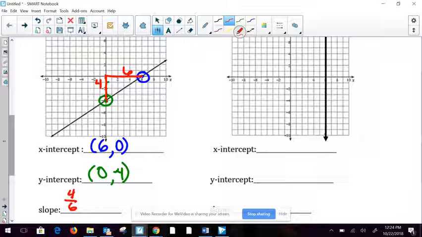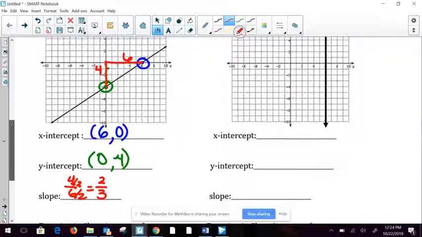Are the bells and whistles going off for you? Of course, because we can't leave it in that form. We have to go ahead and divide both of those numbers by 2 to get it into simplest form. So 4 divided by 2 is 2. 6 divided by 2 is 3. So my slope is 2 over 3.